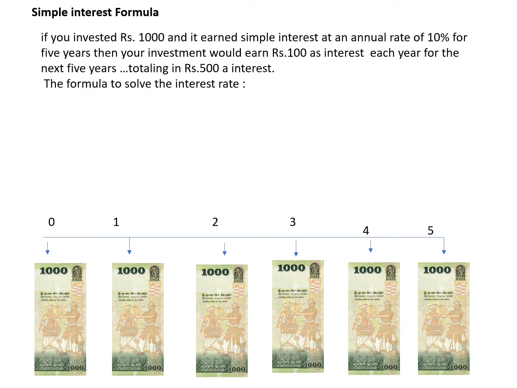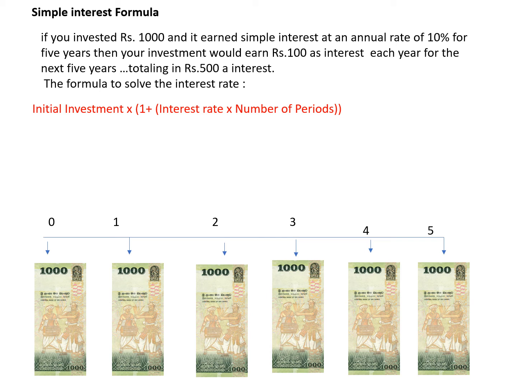If you invested Rs 1000 and it earns simple interest at an annual rate of 10% for 5 years, then your investment would earn Rs 100 as interest each year for the next 5 years. The total is Rs 500 as interest at the end of the 5th year. The formula to solve for simple interest is the initial investment times 1 plus the interest rate times the number of periods that the investment will be held for.